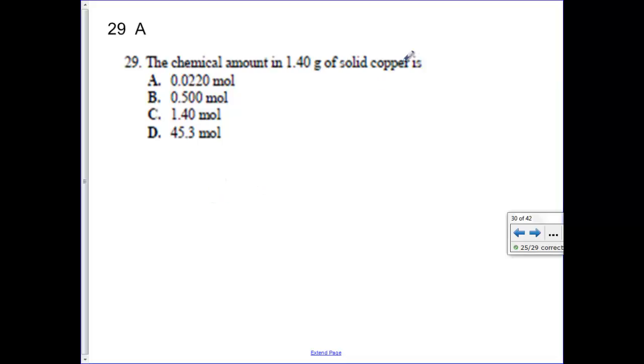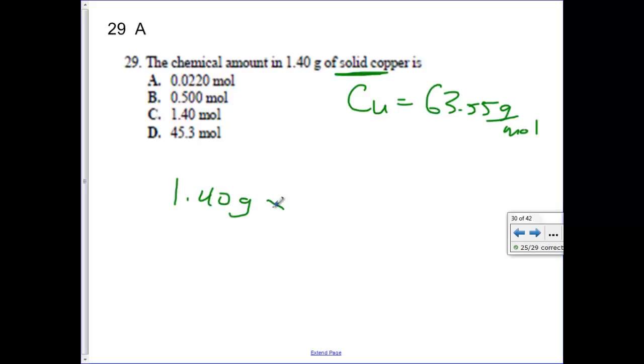Okay, here's another one where we need to do mass and molar mass. Now, if we're talking just about solid copper, we just need straight up good old Cu. That's it. So its molar mass is 63.55. So you're going to want to take 140 and go moles over grams. That way the grams will cancel. So if you do that, you end up with this number here.